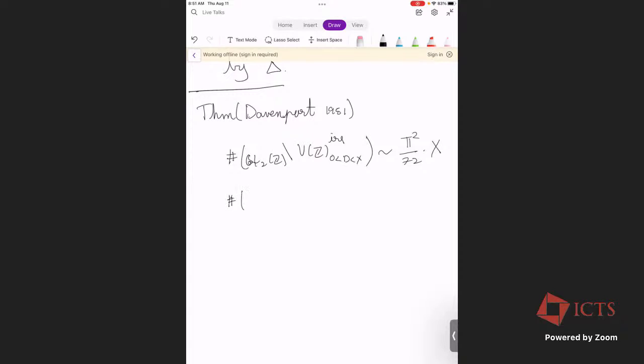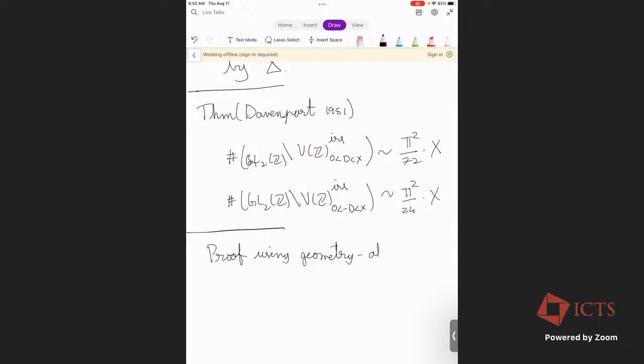While the corresponding number with negative discriminant grows like pi squared over 24 times X. And Davenport and Siegel and Mertens all proved their results using geometry of numbers methods. And these are the methods that we are also going to explore.